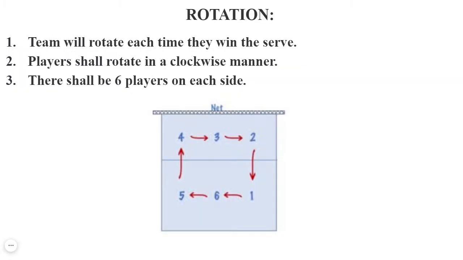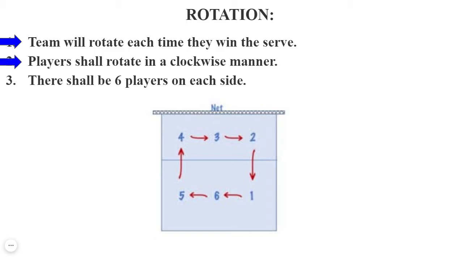Rotation is important in volleyball. A team will rotate every time their team wins the serve. Whenever the other team is serving a point and that team loses, the team that is now going to get the serve will rotate. We do not rotate when we serve and miss a point or when we serve and win a point. Rotations only happen when the serving team, the other team, loses the point.